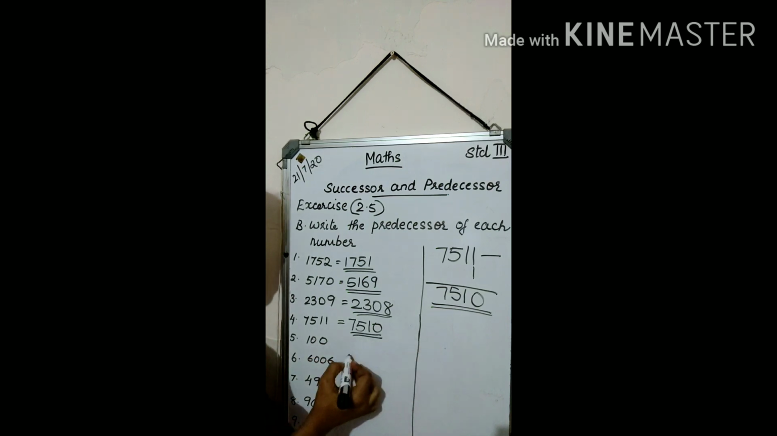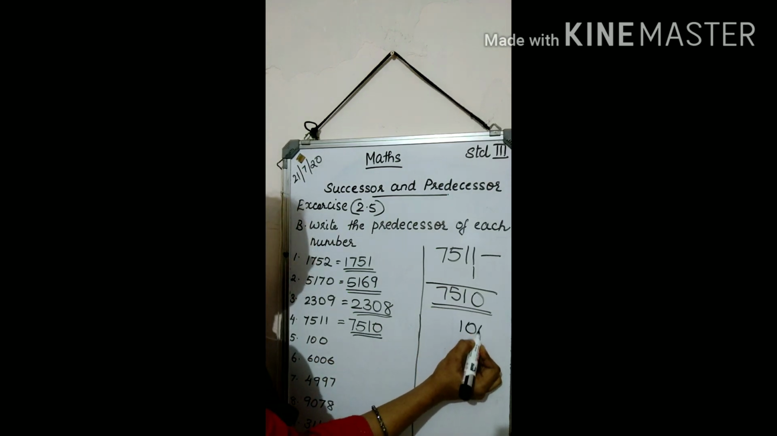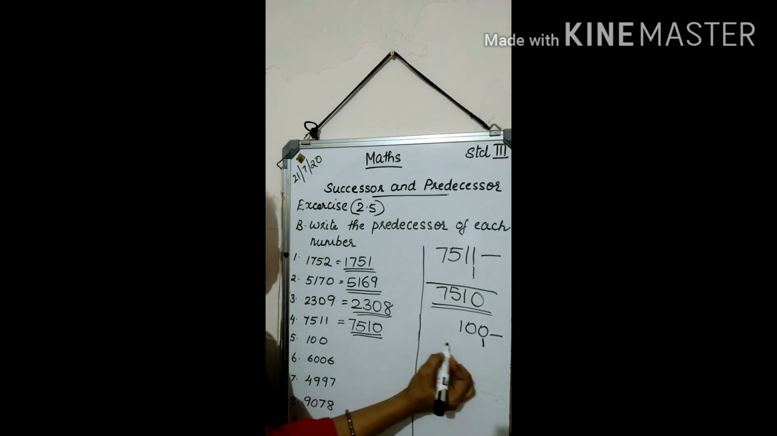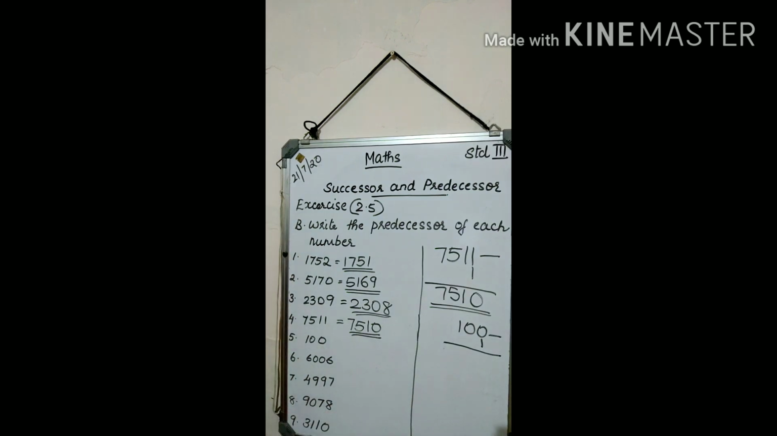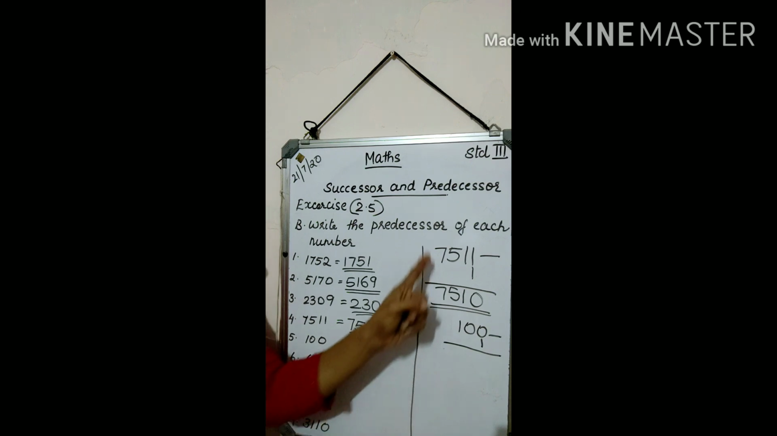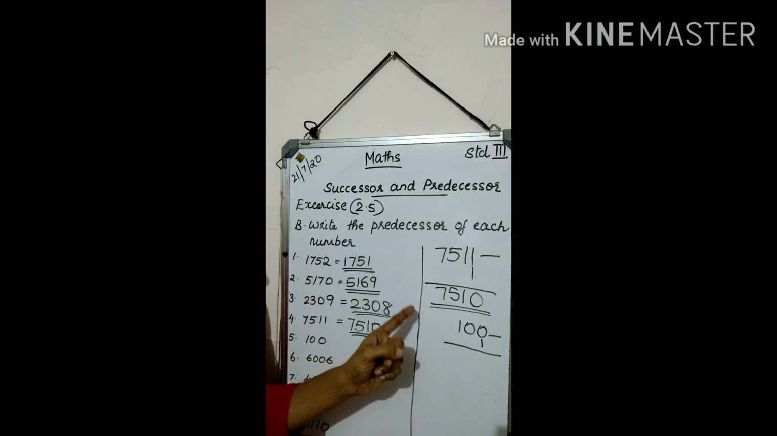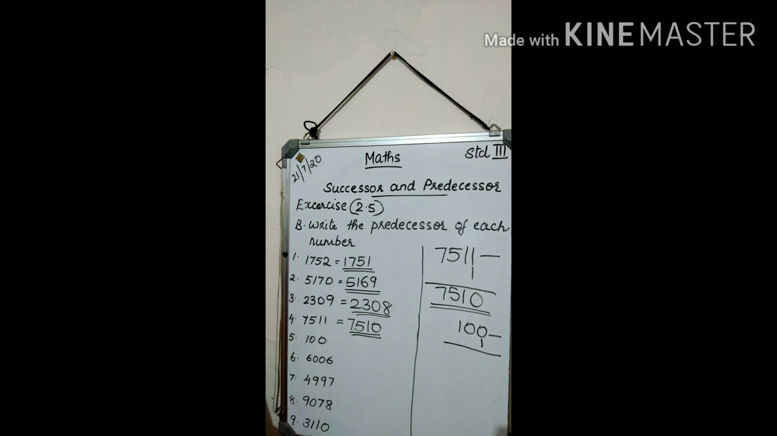Then look at the next number, 100. 100 minus 1. You have to do the calculation only in the working column. I want to see the calculations.